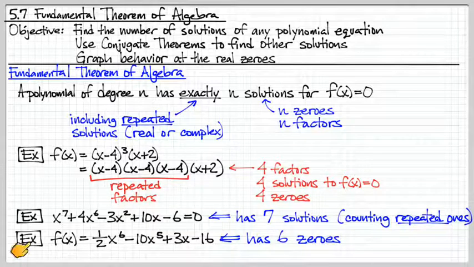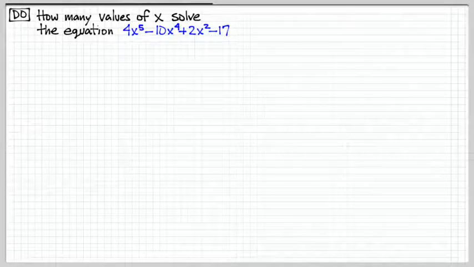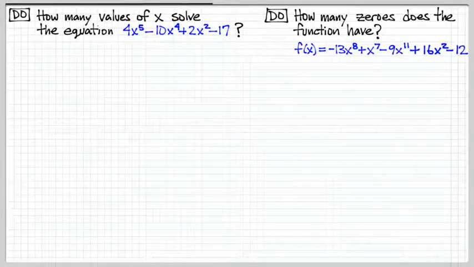You notice here the difference between the two lines. In this case, I have an equation equal to 0. There are 7 solutions for this. In this case, I have a function, and this function has 6 zeros, meaning when this function is equal to 0, let me just write that down, when f of x is equal to 0, there are 6 different solutions to that. Okay, so these are some very simple problems for you to do on your own.